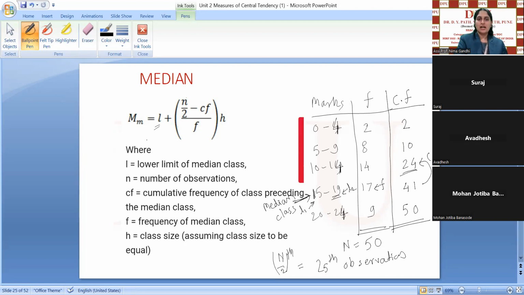So here L or L1 is your 15, right? Can you use this as it is? No, you cannot use it as it is because the classes are discontinuous. So before using this for finding the median, you have to make your classes continuous. As this number is 14, this number is 15. So 14 plus 15 divided by 2 is 14.5. 14.5 is your L1.